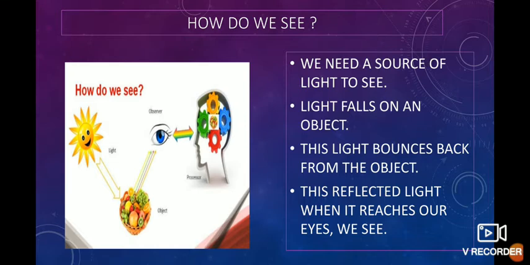How do we see? We need a light source to see, isn't it? We cannot see in the dark. But how do we actually see? When light from a luminous object falls on any substance, it gets reflected in different directions. It means the light bounces back. When this reflected light reaches our eyes, that is how we see.